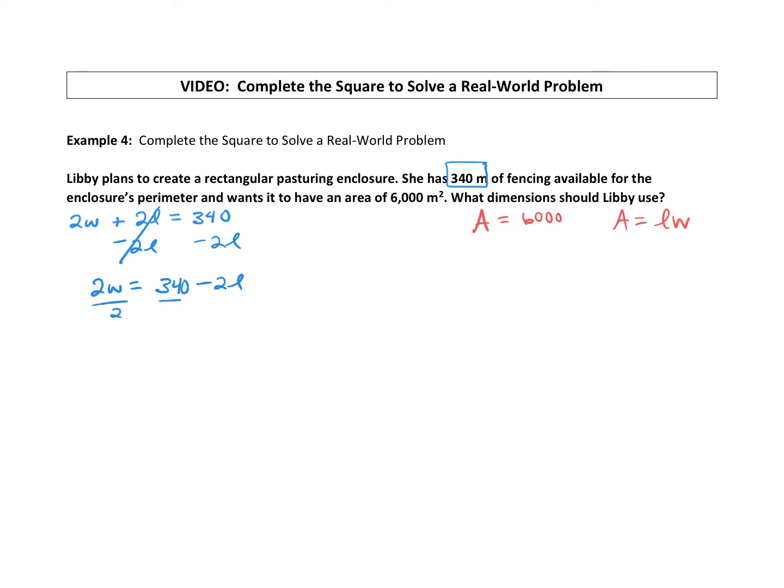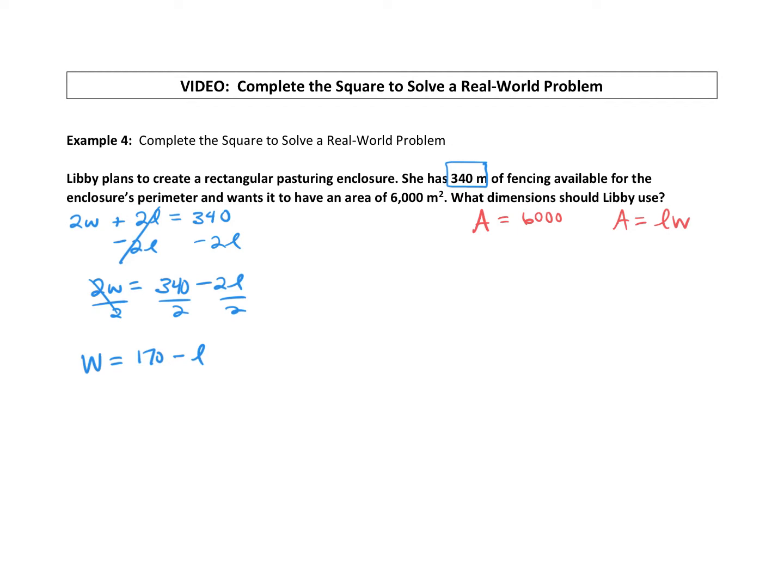Let's divide everything by 2 so that we can get our width is equal to 340 divided by 2 is 170, and then 2L divided by 2 would leave us with just L, so minus L. So our width is equal to 170 minus the length, and then our length will still just be the length.